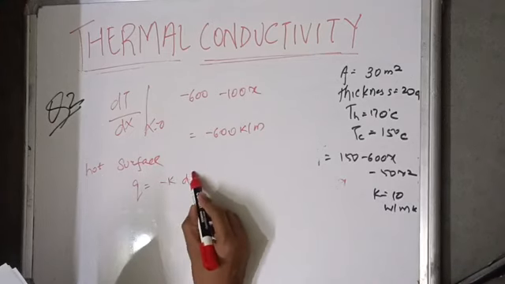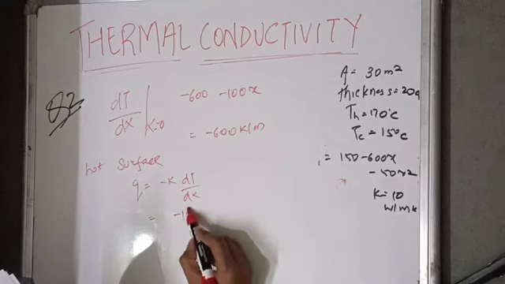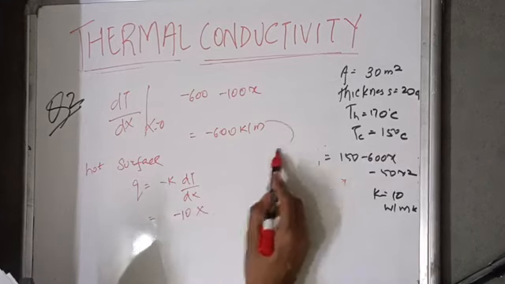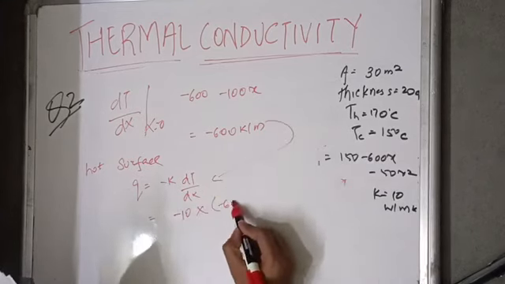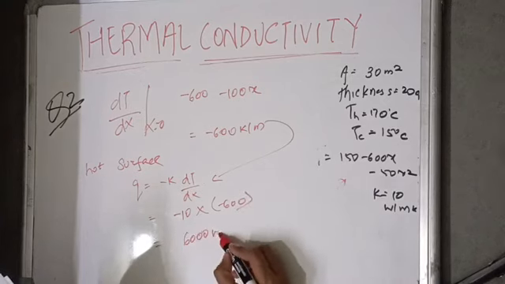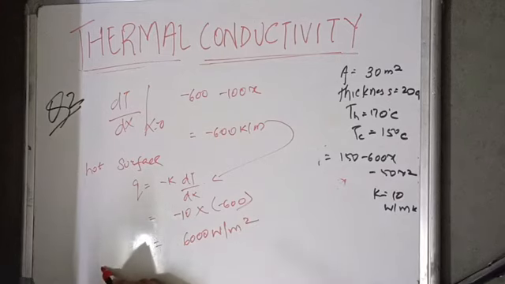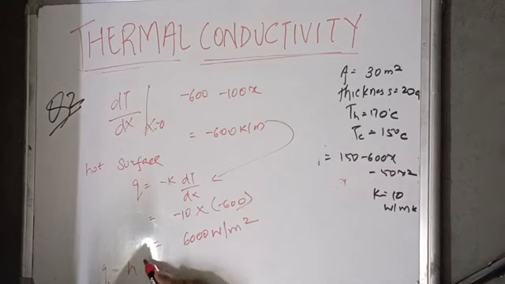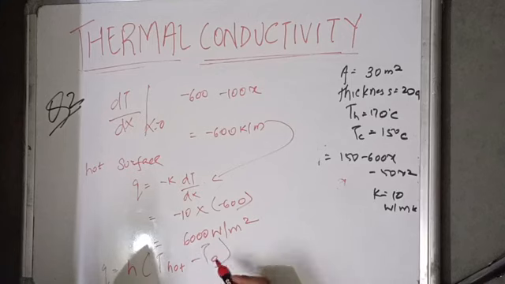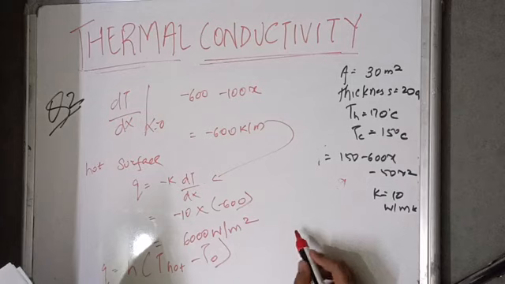Flux at hot surface is minus k dT by dx. We know the value of k, it's 10. We just put the value in this, minus 600. We got 6000 watt per meter square. We have to find the value of heat transfer coefficient of the hot fluid. So T hot minus the initial temperature. Then we need to find the temperature of the hot fluid.